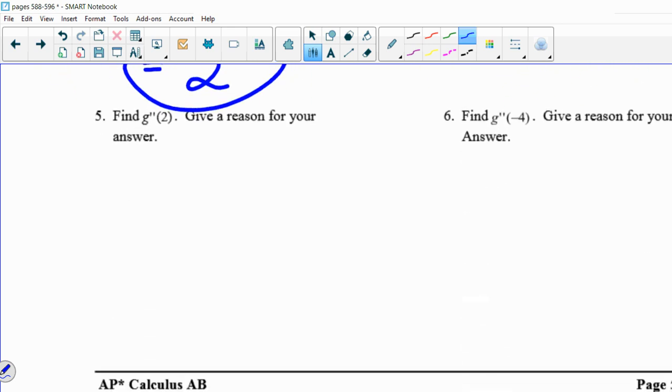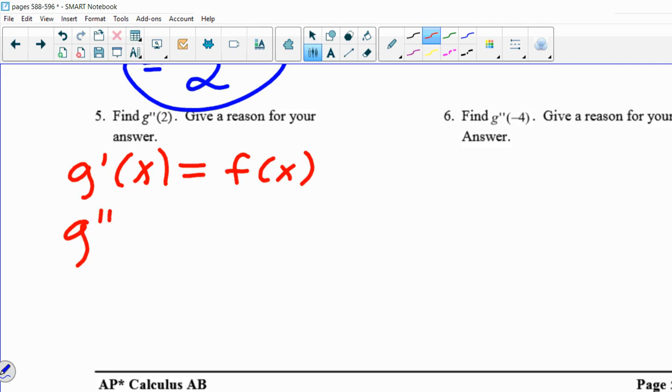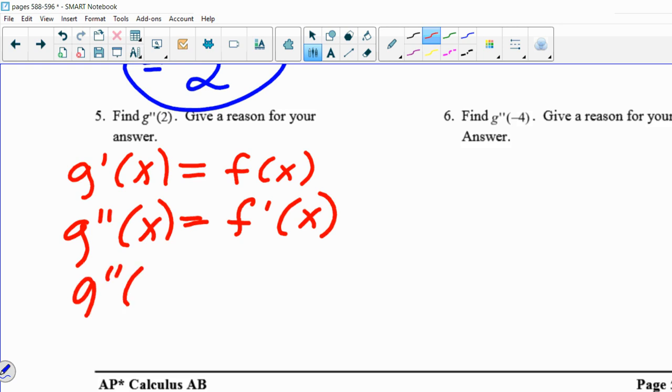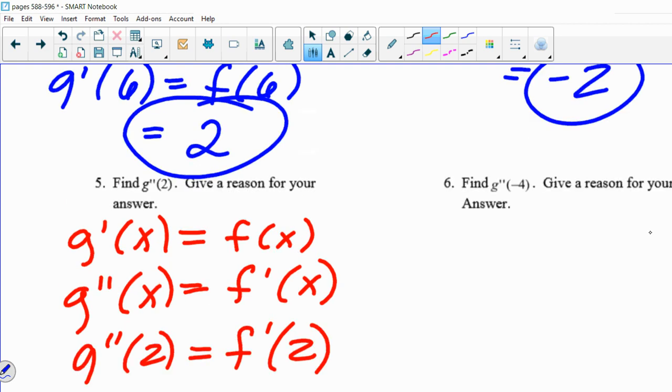Find G double prime of 2. Well, if we're going to find G double prime of 2, we've got to find G double prime of x, which means we're going to take the derivative of G prime of x. Now, G prime of x was f of x. So G double prime of x is going to be f prime of x. So G double prime of 2 is going to be f prime of 2. Well, what's f prime of 2?